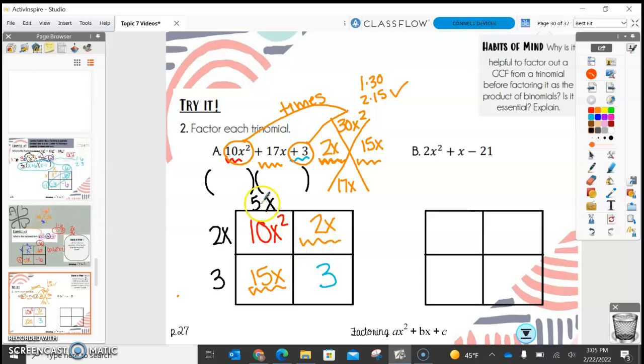Because now 5x times 3 is 15x, and 2x times what will make 2x? Just a 1. And let's check our last box for fun. What's 3 times 1? 3. Our final factored version is the top of our box, 5x plus 1, and the side of our box, 2x plus 3. Let's try one more here.